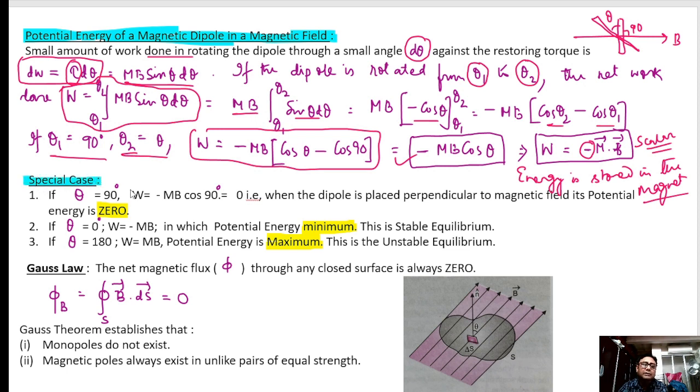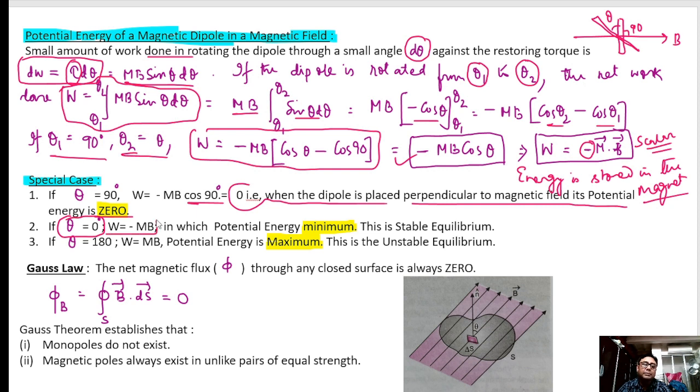So in the special cases, if theta is 90, we know cos 90 will be 0. So no work will be done if I am turning the magnet from initial angle 90 to another angle 90. That means no work will be done.